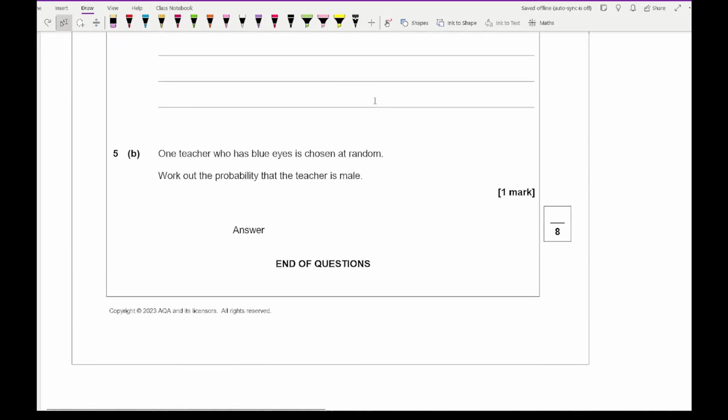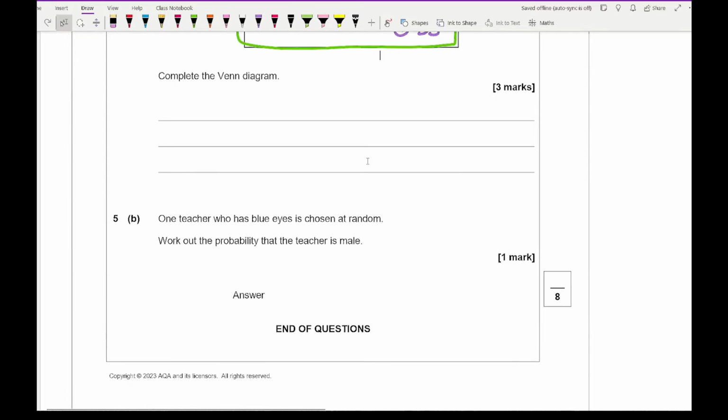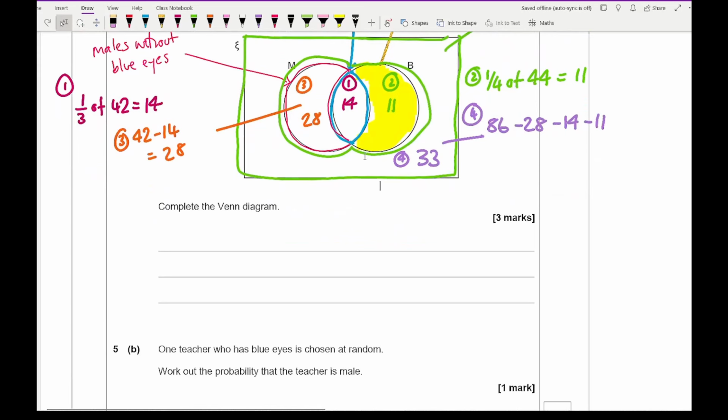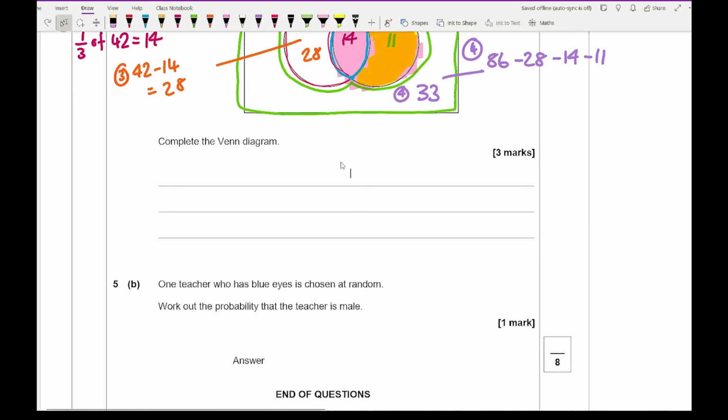And then moving on to the next part, it says one teacher who has blue eyes is chosen at random. Work out the probability that the teacher is male. Well, for them to have blue eyes, it basically means that they've got to be in this circle. Now in the circle that I've just highlighted, there are 25 in total. And out of that 25, how many of those are male? Well, it's going to be 14. And so my final answer is then 14 over 25.